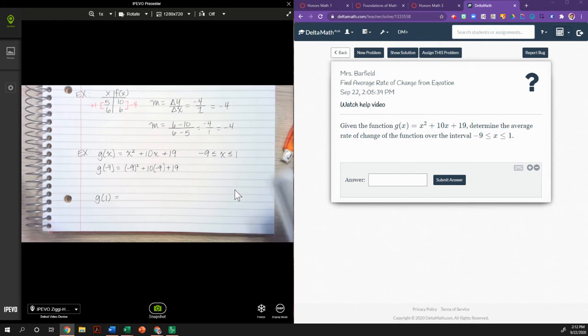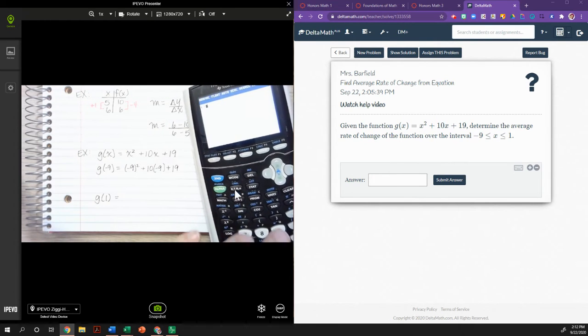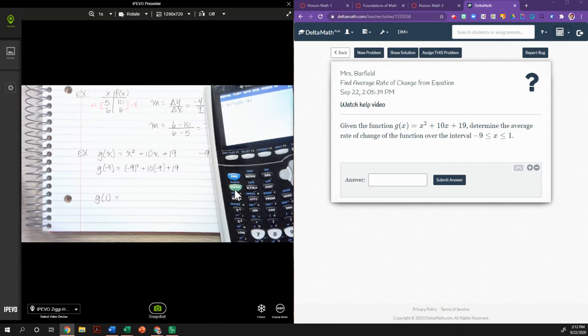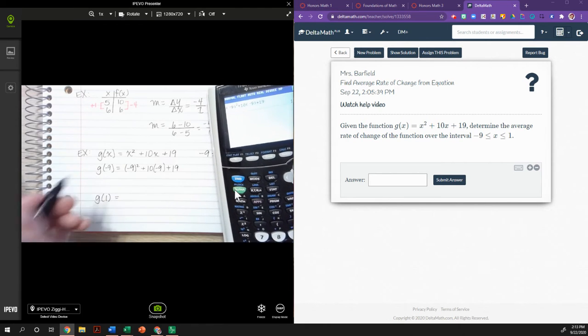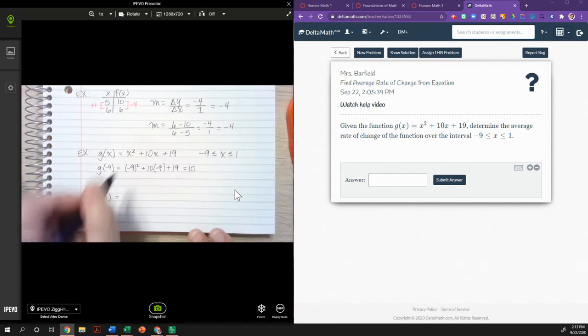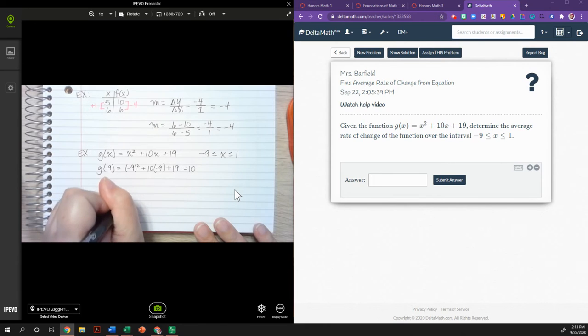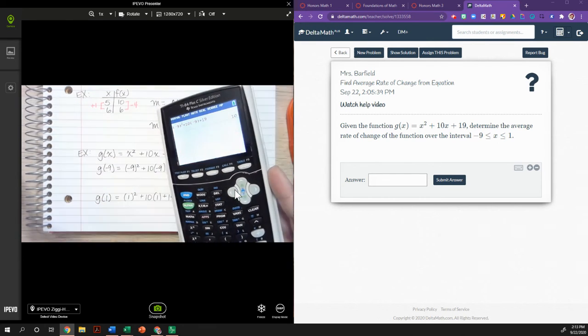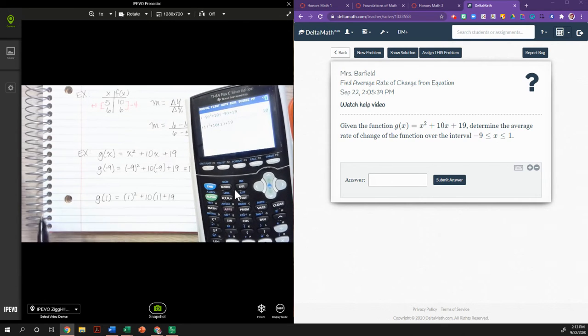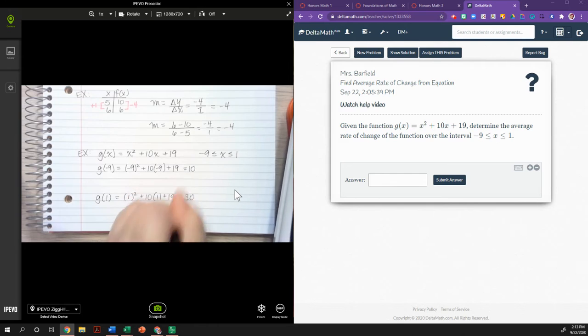Let's make life a little bit easier for us. So -9 squared plus 10 times -9 plus 19, that equals 10. Now I'm going to go back to the original equation and plug in 1. So 1 squared plus 10 times 1 plus 19, and that equals 30.